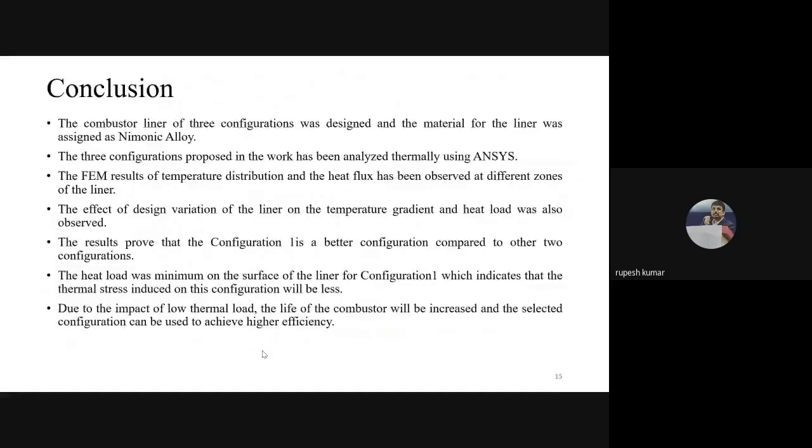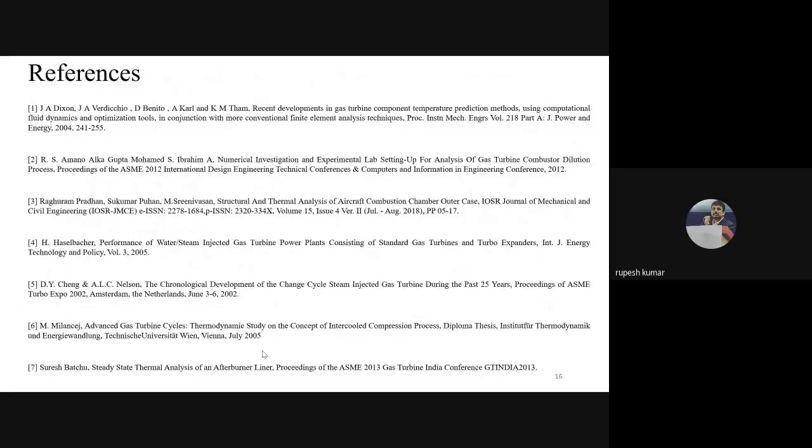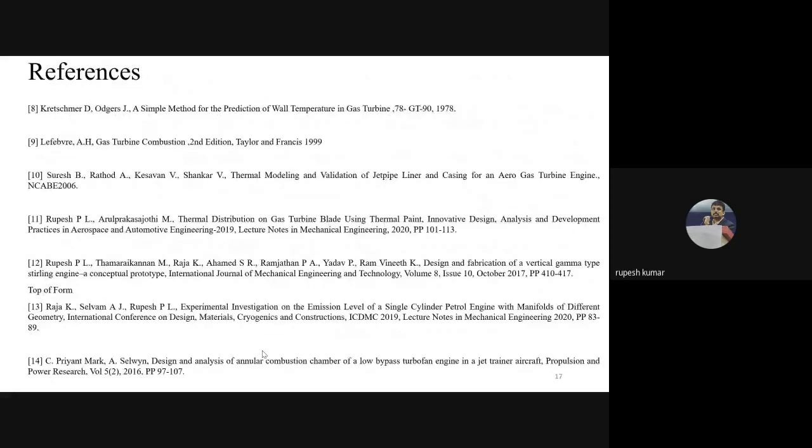So this is all about this paper. These are my references.